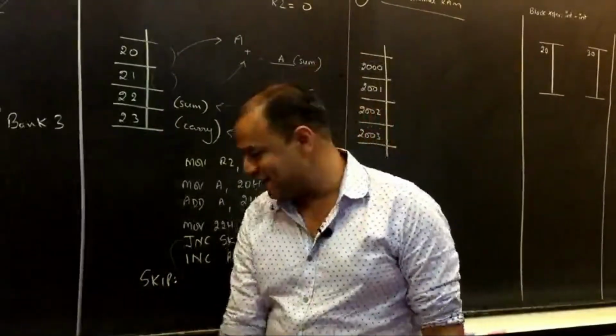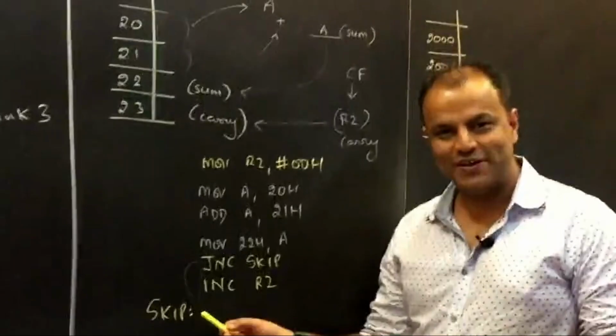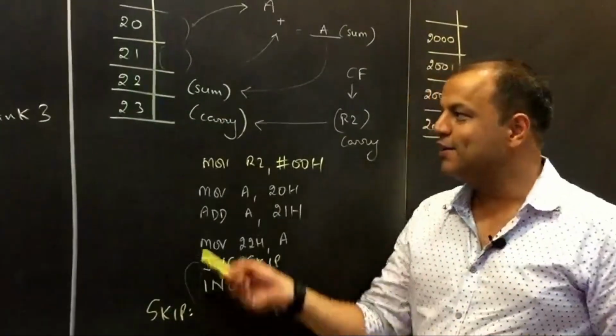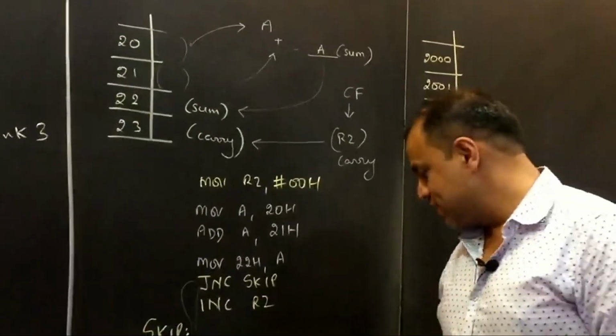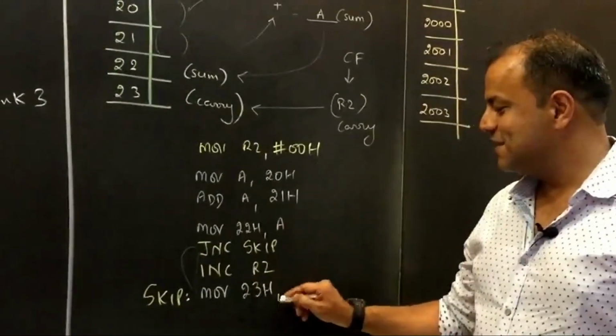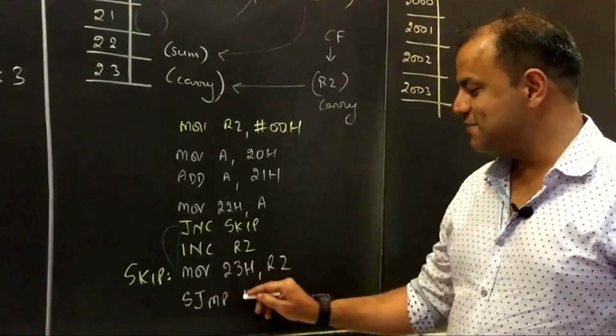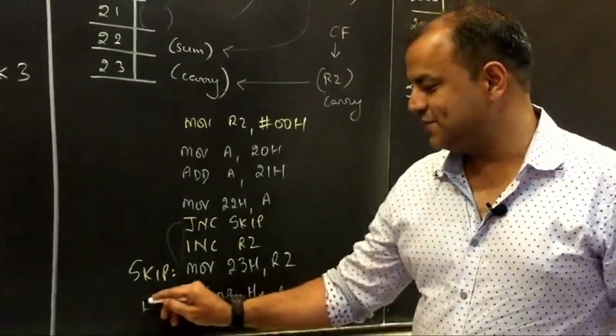Please tell me, did you understand this? Now, when you come to skip, who has the carry? R2. Whether 0 or 1, R2 has the final carry. Store the carry at location 23. Come on, give me the instruction for that. MOV 23H, R2. Job done. Finish your program by writing SJMP here. Please tell me, is this clear?